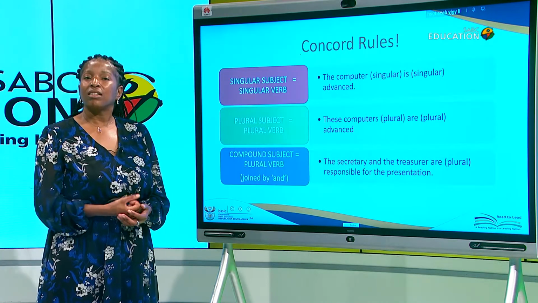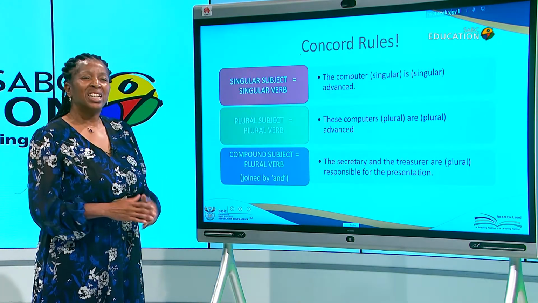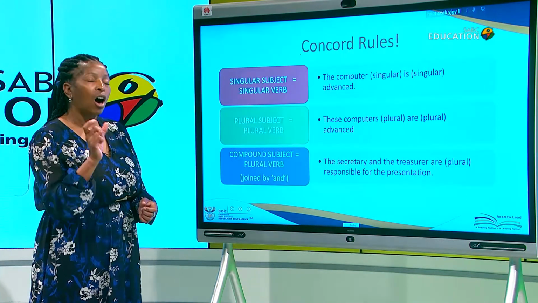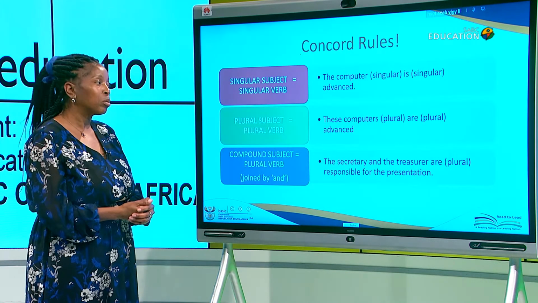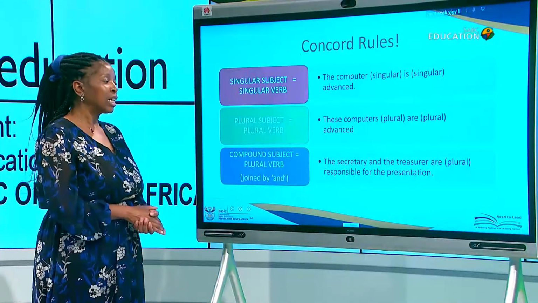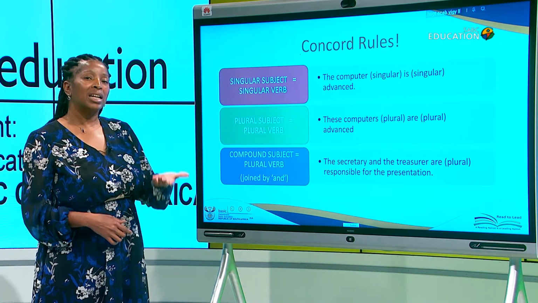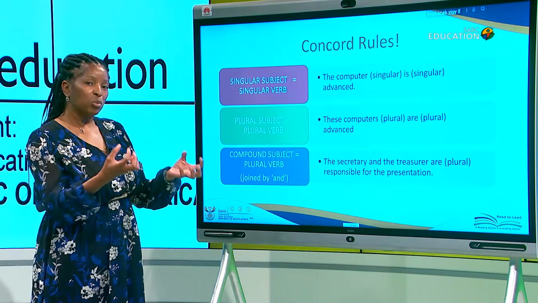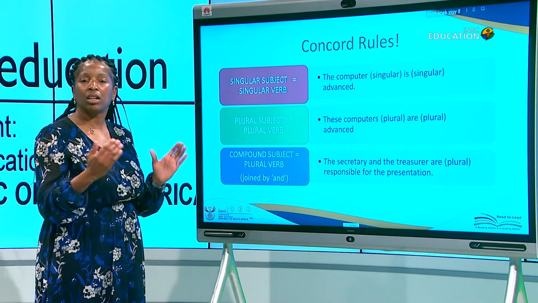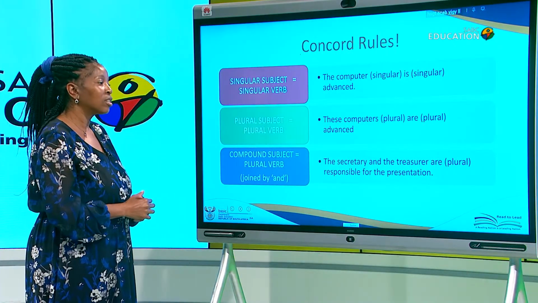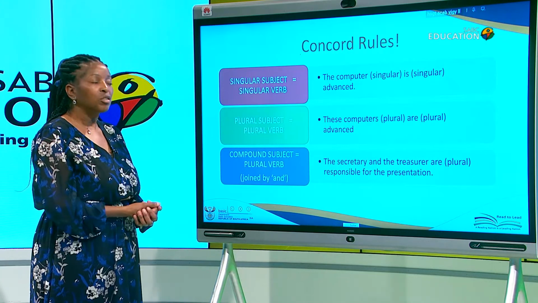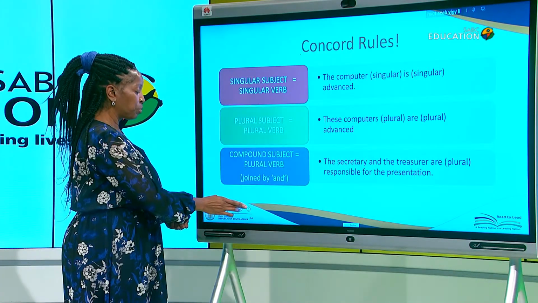Plural subjects take plural verbs. These computers, which is plural subject, are, which is a plural verb, advanced. We also have compound subjects. Compound basically means that two or more subjects are in one sentence. The secretary and the treasurer, that is a compound subject. They have to take a plural verb. They are responsible for the presentation.